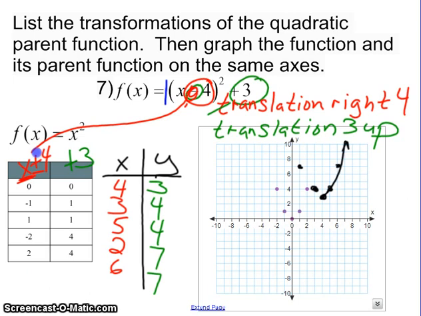Okay, so here is my transformation of the parent graph. Here was the parent graph. This is what we call a rigid transformation. It did not change the shape because the value of a was 1. It only shifted it to the right 4 and up 3. Okay, that's it. Tomorrow we'll look at cubic transformations.